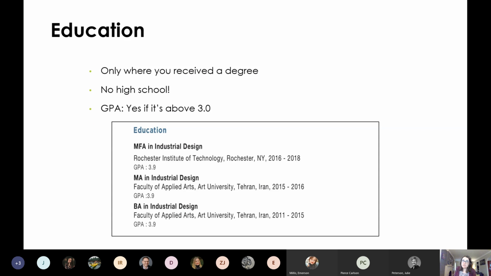So your next section after that is probably going to be education, because again, it's probably your number one qualifier at this point in time. So really all you have to do is list where you received a degree, and then write out the full name of the degree you're getting. So a Bachelor of Fine Arts in industrial design. This example just abbreviates it to BAs, MAs, MFA.